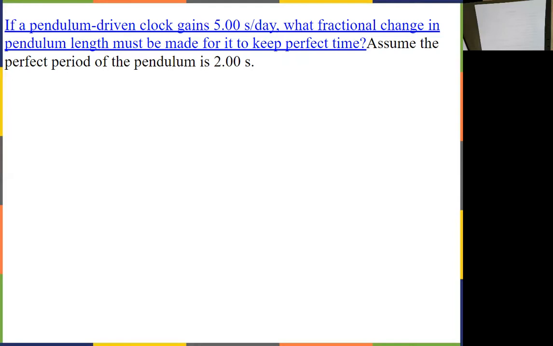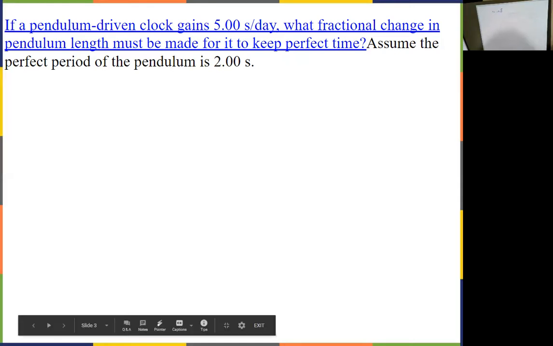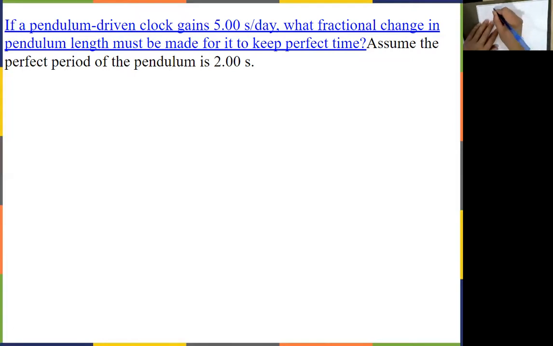And then use the period equals 2 pi root L over g. Let me get you guys started here. So for the perfect one, T is equal to 2 seconds. Okay, so this guy is equal to 2 seconds.